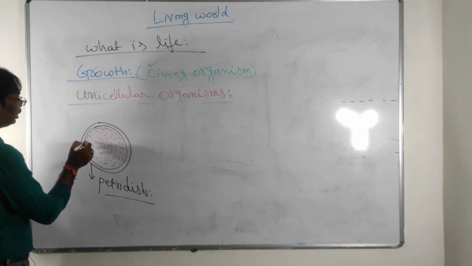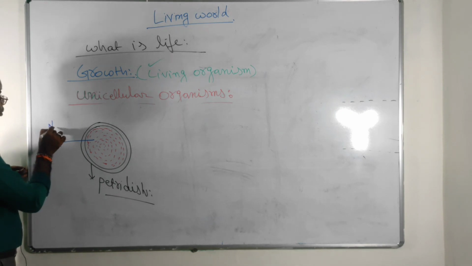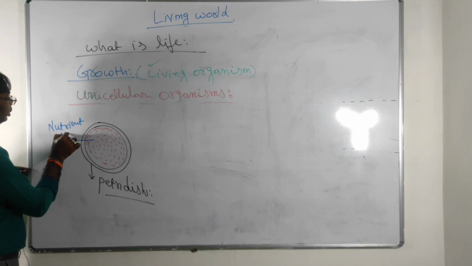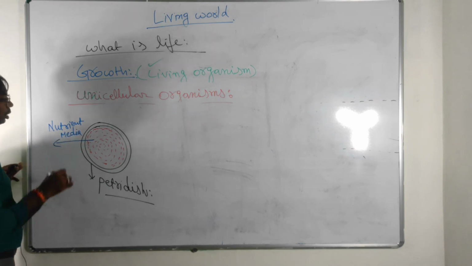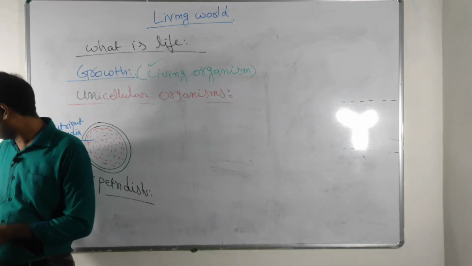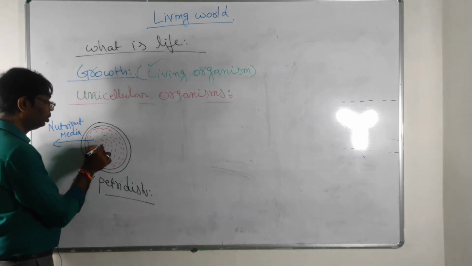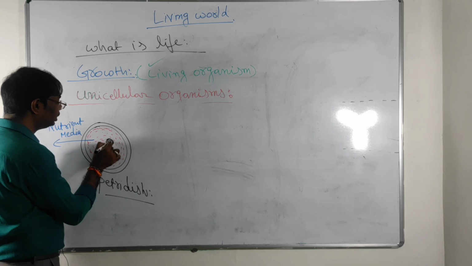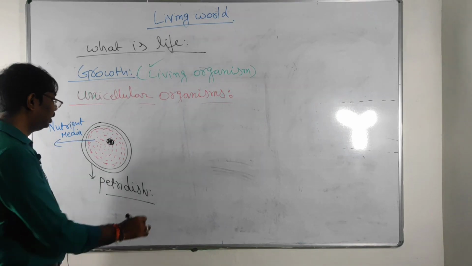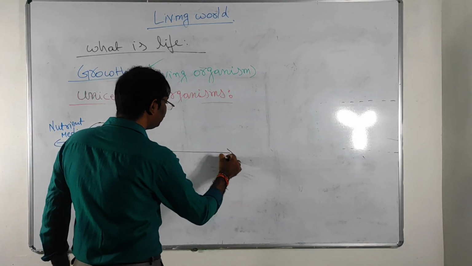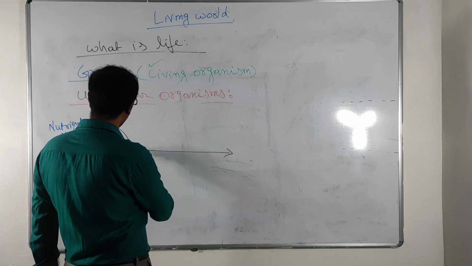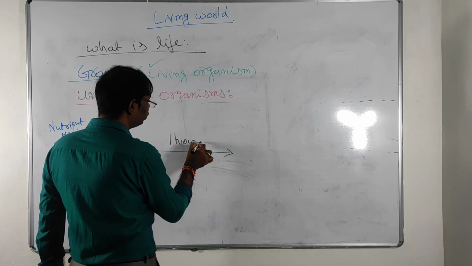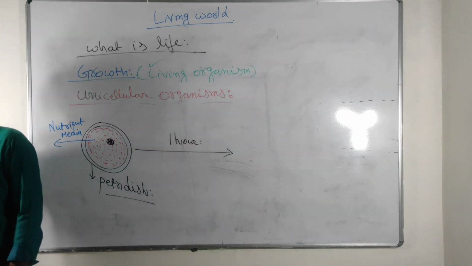So now this red color material is there. This is called nutrient media. So inside the nutrient media, keep one bacteria. So you may keep one bacteria inside this nutrient media. So this is the single bacteria. So keep this Petri dish and nutrient media with bacteria for about 1 hour. So check this Petri dish after 1 hour.